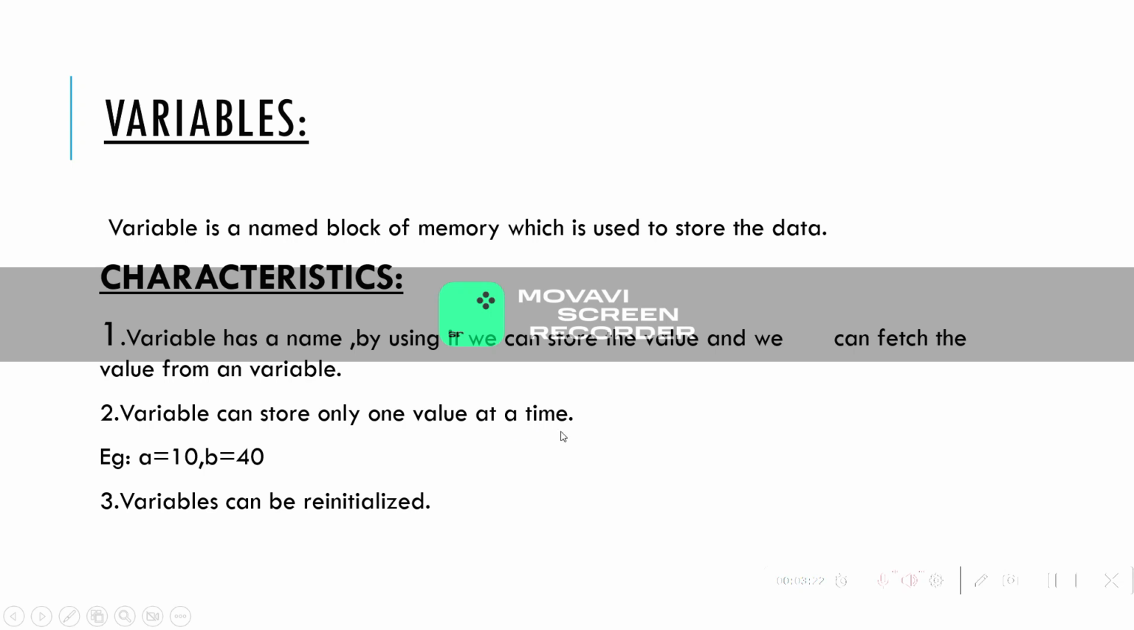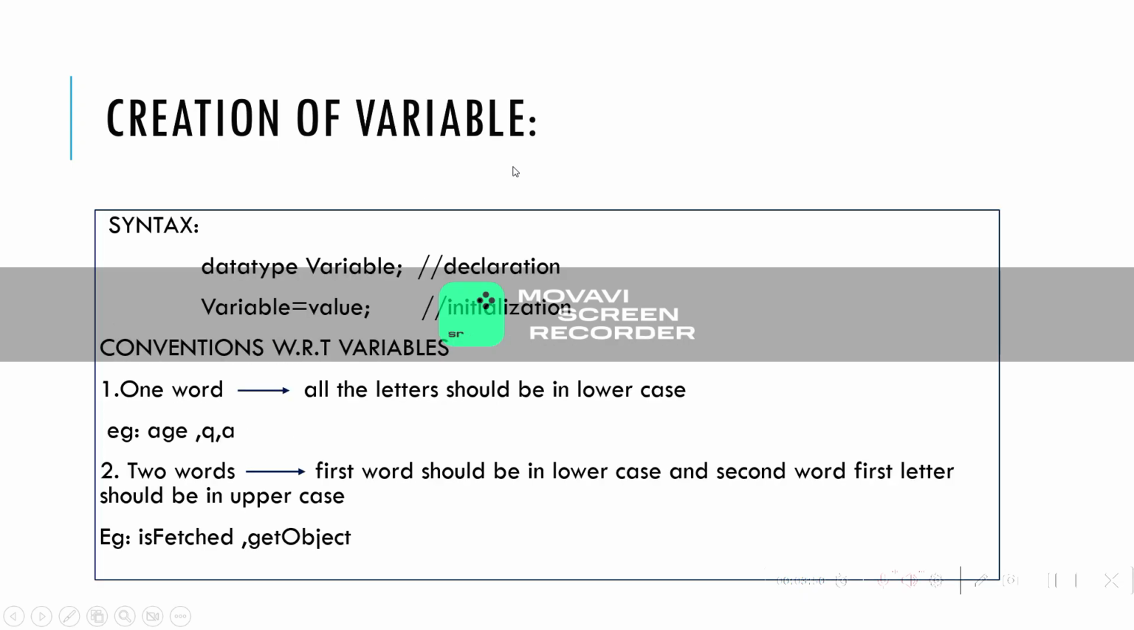A variable can store only one value at a time. Here is the example, a equal to 10, b equal to 40. We cannot say a, b equal to 40, 30, we cannot store more than one value. This is only one value, this is only one value. For a we can store only 10, for b we can store only 40, or any other values, but only one value at a time. Variables can be reinitialized. Reinitialized means we can change these values. So this is all about variables.